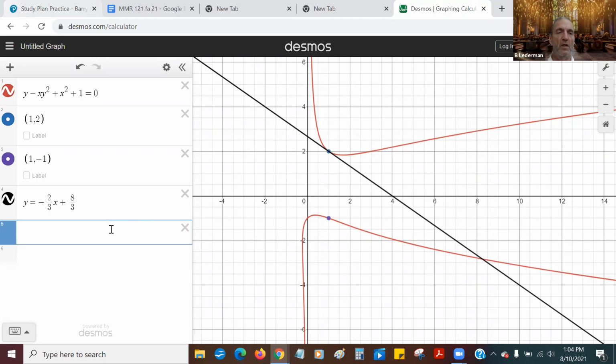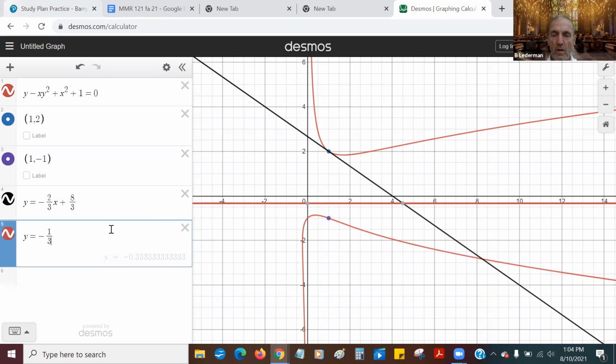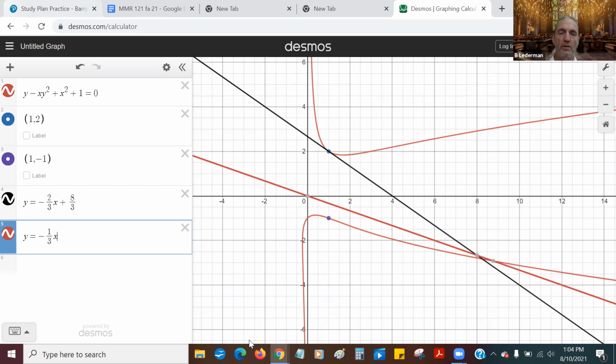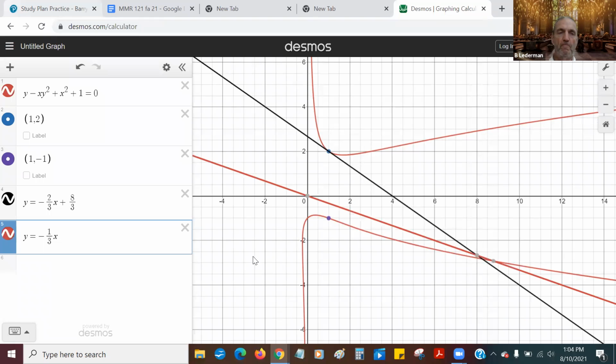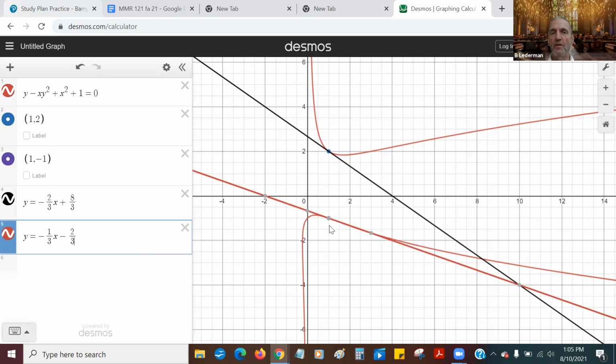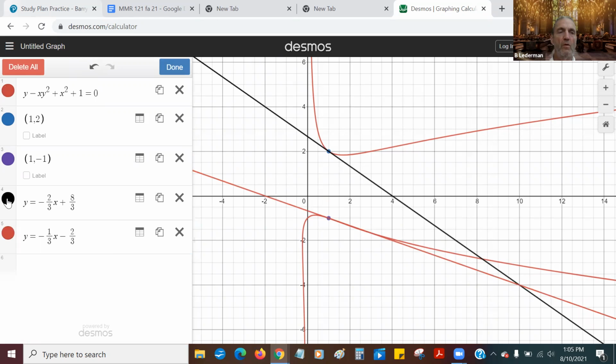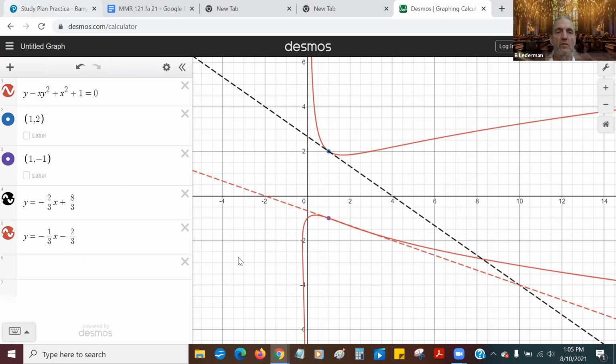And then y equals negative 1/3 x, and what was that one? That was minus 2/3. Minus 2/3. And look how beautiful that is. And I'm going to make these guys here. Nice. Oops, looks like we're done.